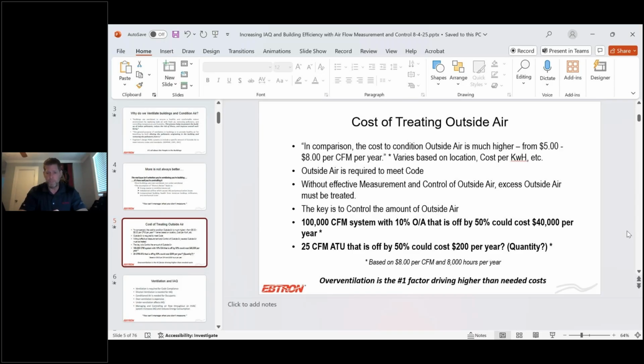Now, if you're off by 50% in the opposite direction and you're only bringing in 5,000 CFM of outside air, now you've got indoor air quality and building pressurization issues.